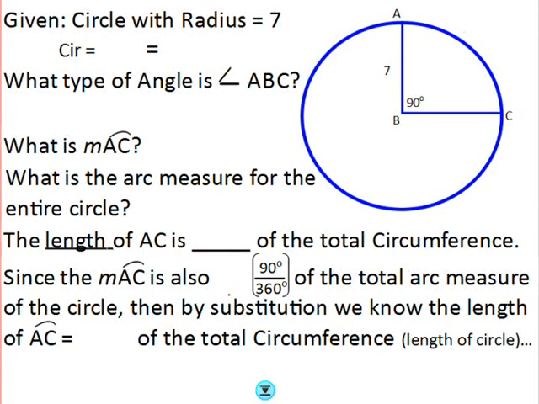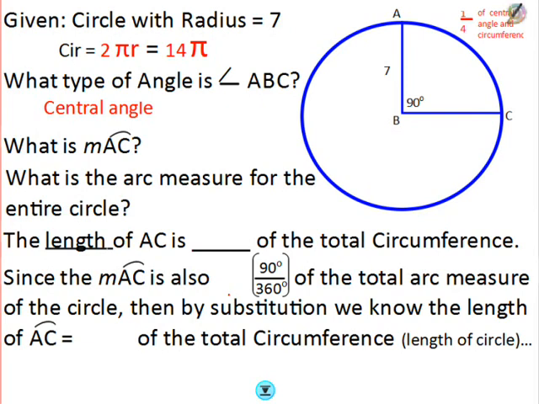Let's see. Given a circle with a radius of 7, all right. We're going to work with this circle right here on the right. This circle has a radius of 7. B is the center. The circumference is 2 pi r, right? So in this case, that is 14 pi. Everybody agree? I hope so. What type of angle is angle ABC? What's that, you say? It's a central angle? You are correct.